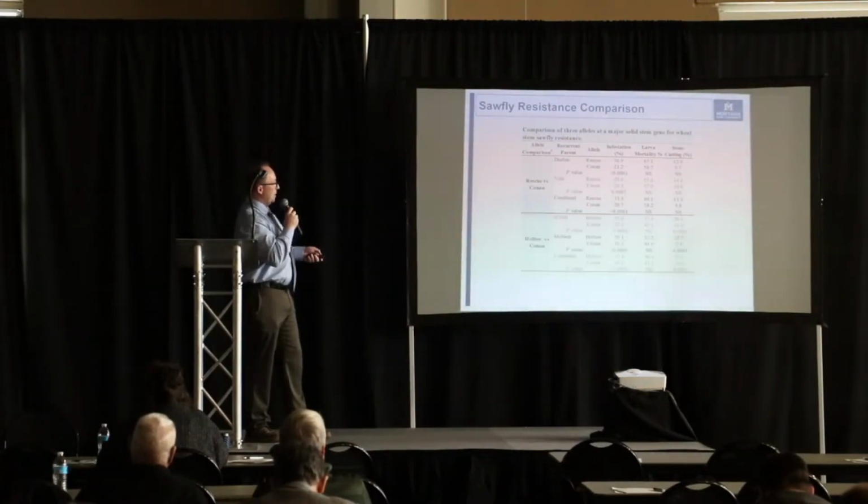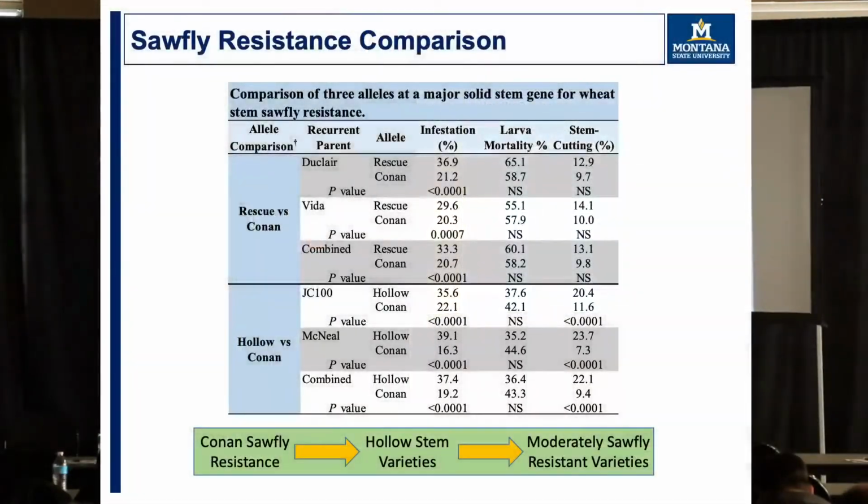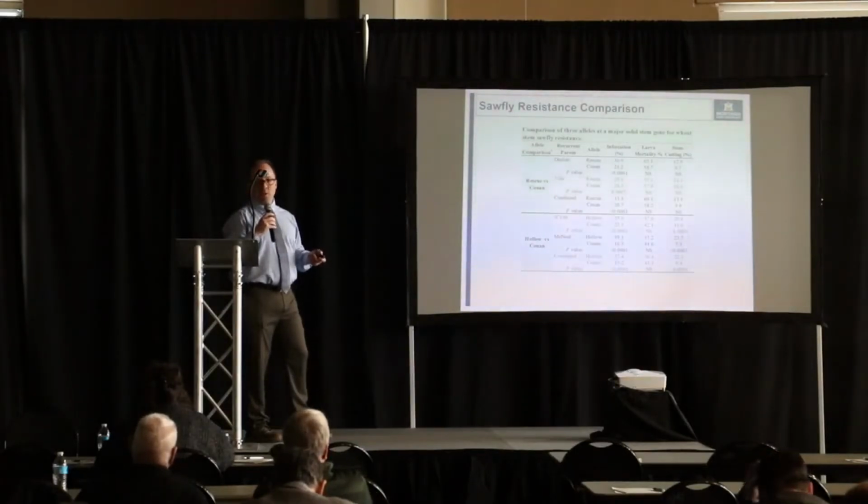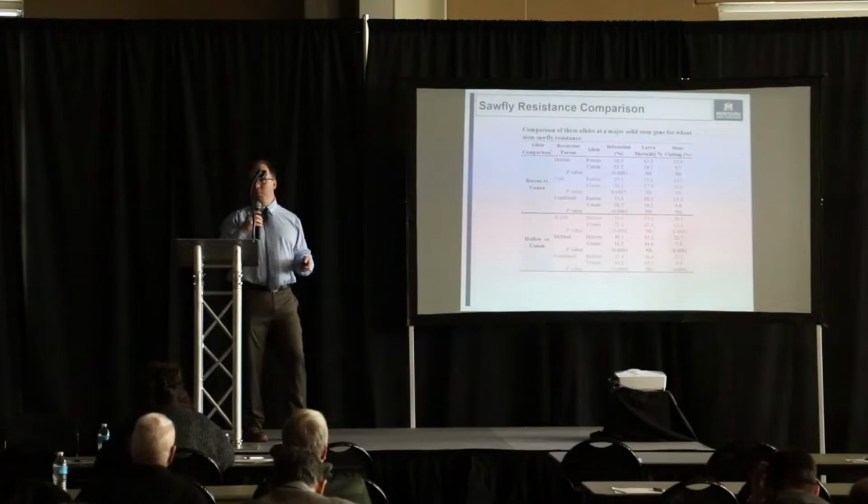Then we did the same experiment where we put this early solidness allele into a hollow-stem line, and we saw significantly lower infestation and significantly lower stem cutting in both genetic backgrounds that we put this early solidness allele into in spring wheat. So we've been able to identify where this allele is located. We have genetic tools to track it, and we've incorporated it into our breeding program.